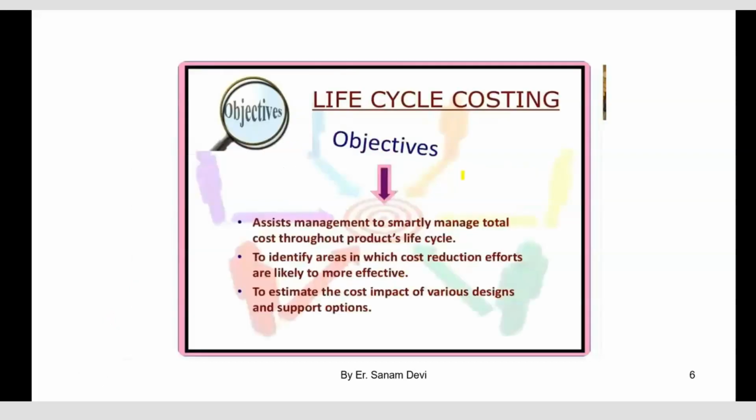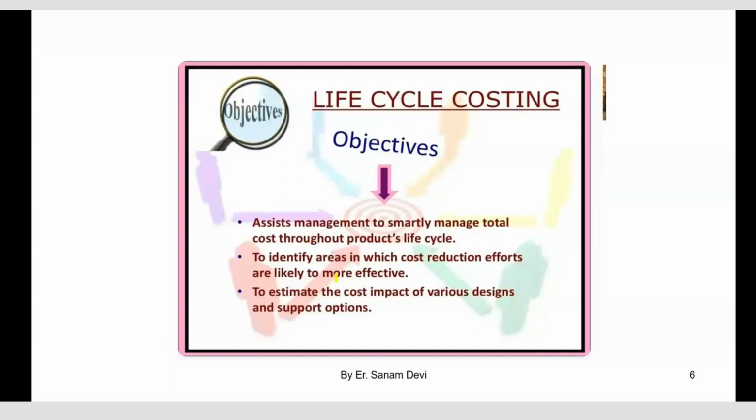Life cycle costing. The objective of life cycle costing means why are you using it? To assist management to smartly manage total cost throughout the product's life cycle. We are using life cycle costing to find out cost throughout the product's life cycle. Then we can properly take decisions according to that.